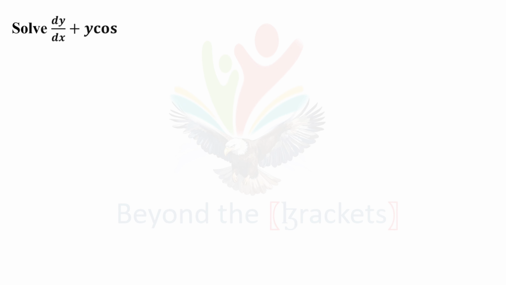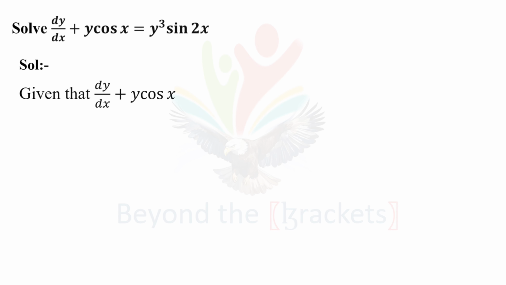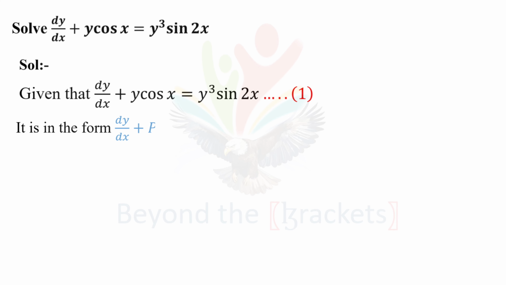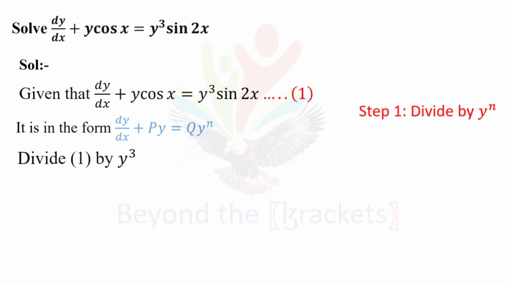Let's quickly look into the last question. After naming the equation as equation 1, we observe that it is a Bernoulli's equation of the form dy by dx plus py is equal to q into y power n. So for the first step, we divide the entire equation by y power n, and in this case it is y cube. So dividing throughout by y cube, we get 1 by y cube into dy by dx plus cos x by y square is equal to sin 2x.